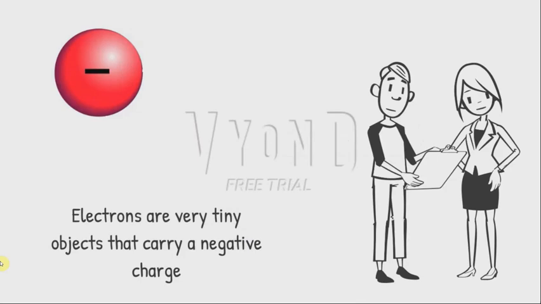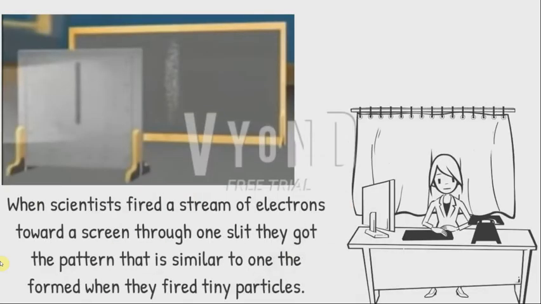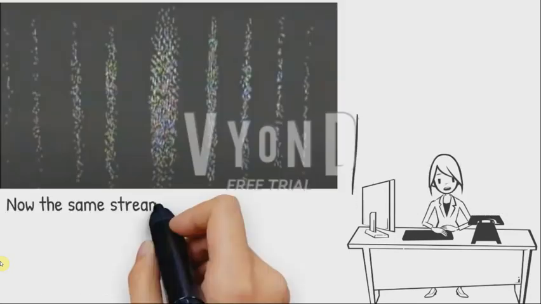Electrons are very tiny objects that carry a negative charge. When scientists fired a stream of electrons toward the screen through one slit, they got the pattern that is similar to the one formed when they fired tiny particles through one slit. Only one band was formed.